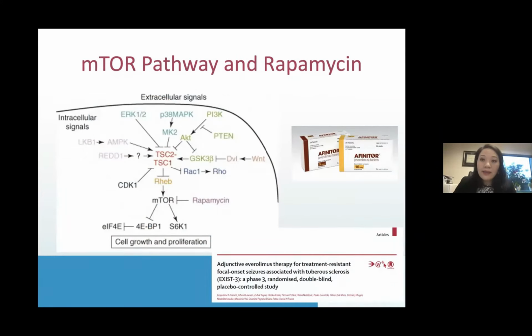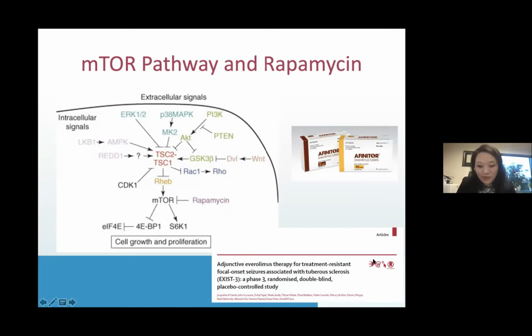TSC1 and TSC2 are both tumor growth regulators involved in the mTOR pathway. And the mTOR pathway has been discovered for about a couple of decades now. And loss of TSC1, TSC2 leads to an increase in mTOR activity. And there's been recent discovery of mTOR inhibition with rapamycin, probably about a couple of decades ago. And mTOR inhibitors include sirolimus and everolimus.